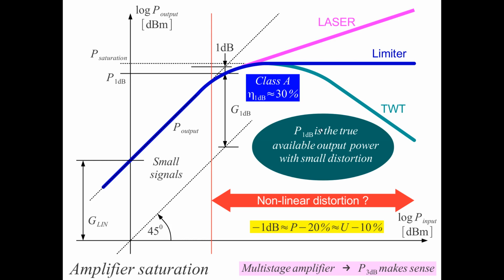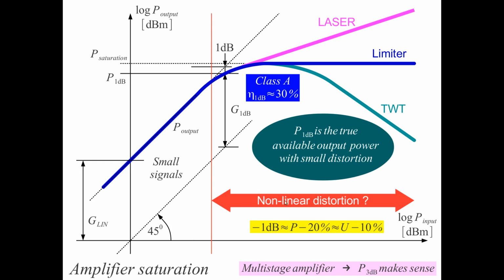So P1 dB is a real power and is available with some small distortion. So signals can still be used at this point, even if they carry some information in their envelope, not just in their phase. There is also information carried in the envelope of the signal. This can still be carried through. So if we talk about a Class A amplifier, a Class A amplifier typically achieves, at P1 dB, an efficiency of around 30%. It could do more, but we are further down the curve here if we go up with the efficiency. And this is a typical figure for typical amplifiers.